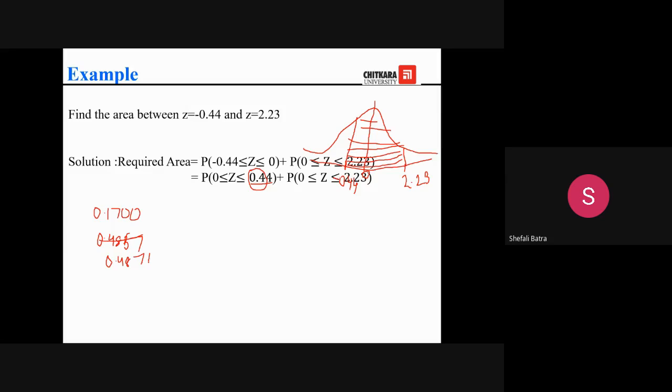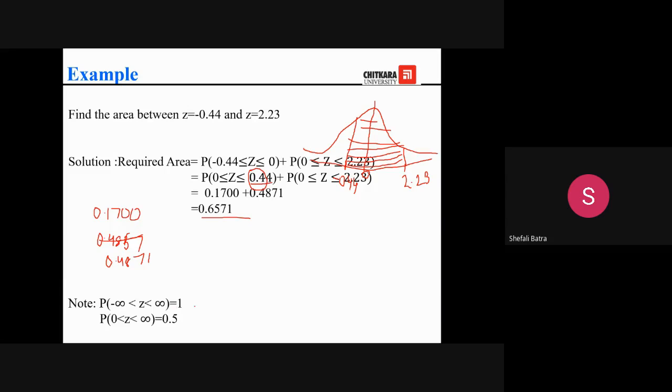Satvik, have you written the same? If yes, then it's fine. If not, okay. Right. So, very right, beta. This value is 0.1700 and this is 0.4871. Then you will be adding it. So, the answer is 0.6571. Right?